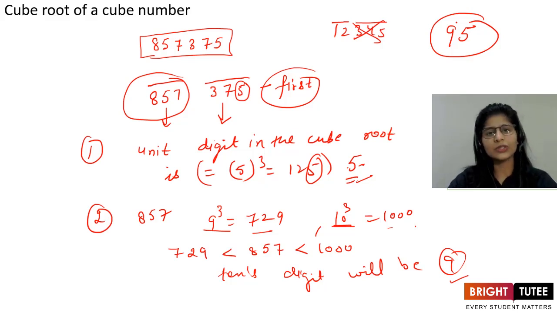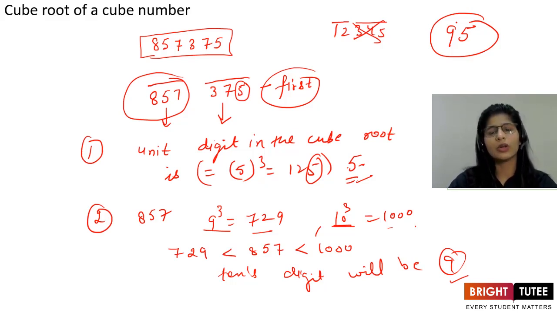Now the second group, that is 857, will give us our tens digit. So we have to think of the numbers whose cubes are near about 857. We have found two numbers here, that is 9 and 10. 9 cube is 729, 10 cube is 1000, and 857 lies between them. That means 857 is more than cube of 9 but less than cube of 10. So we take the lesser number, that means 9. 9 will form the tens digit. So the cube root of this number is 95. Without doing the prime factorization, we are able to find it.